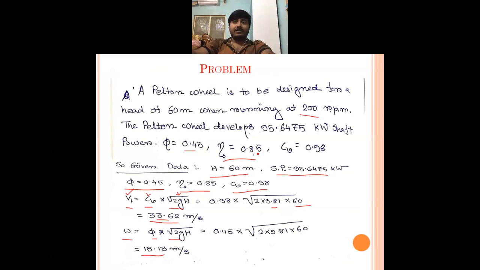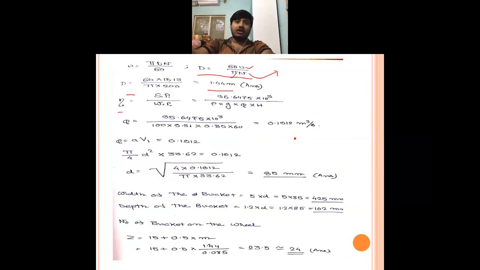So shaft power is given like this, so we'll get the water power. Shaft power is like this, and we know that water power is nothing but mgh, mass flow rate into g into h. Mass flow rate is rho into Q, where Q is the volume flow rate, or you can say discharge. So water power is rho into Q into g into h.